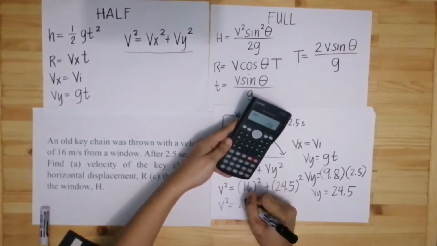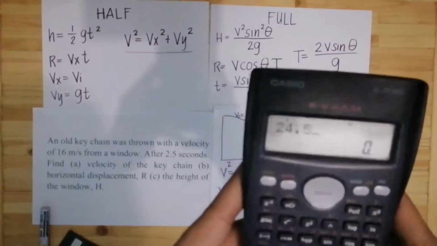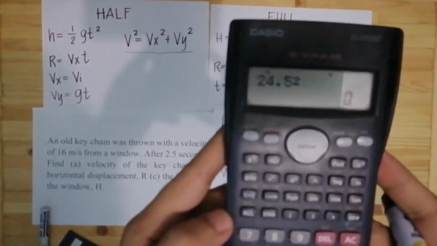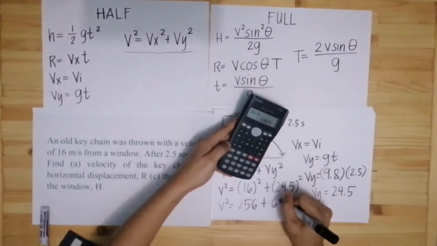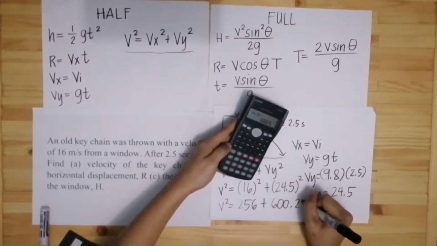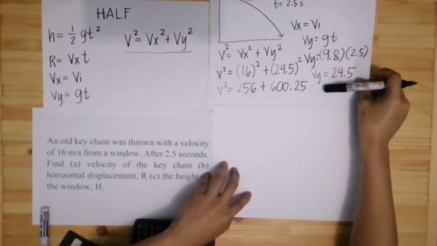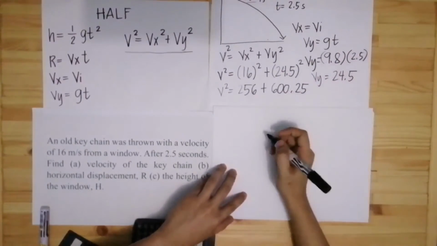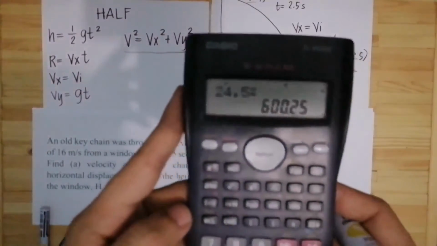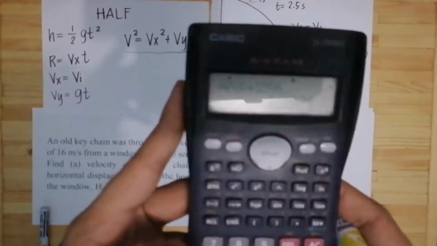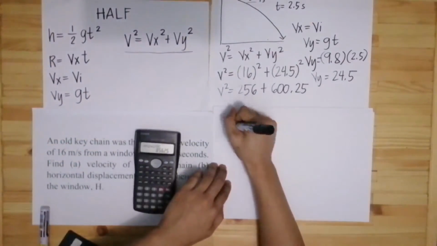Lagay ko dito. Plus 24.5 squared ulit. That is equal to 600.25. Then I have to add them. So angat ko lang dito yan para ma-add natin. So 256 plus 600.25, ito na yung sagot, diba? Plus 256 na lang natin yan. 856.25. So V squared pa lang yan.